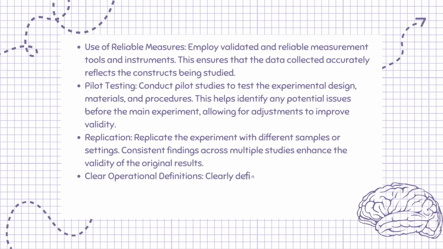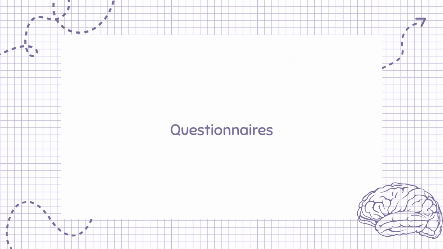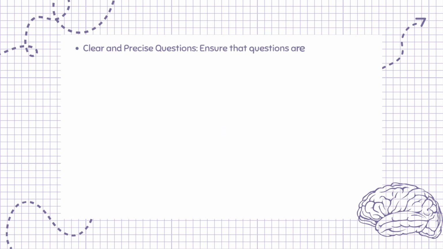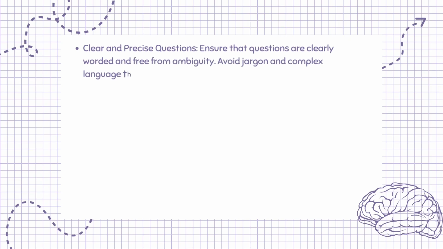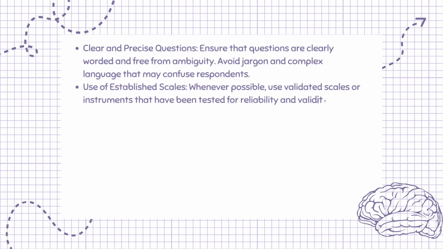Clear operational definitions. Clearly define the variables and how they will be measured. This reduces ambiguity and ensures that the experiment accurately assesses the intended constructs. Clear and precise questions. Ensure that questions are clearly worded and free from ambiguity. Avoid jargon and complex language that may confuse respondents. Use of established scales. Whenever possible, use validated scales or instruments that have been tested for reliability and validity. This can provide a solid foundation for your questionnaire.